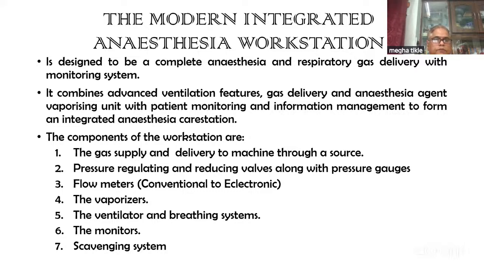The first five components have remained same throughout the evolution of this workstation. The gas supply and delivery to the machine through a bulk source. It was cylinders or right now liquid oxygen or other bulk storage devices. A pressure regulating and reducing valve along with the pressure gauges to know the pressure. Flow meters from conventional to electronic, everything is there. Vaporizers, right now from Tech 4 to Tech 7 to cassettes, everything is same. Most of them are planar vaporizer.